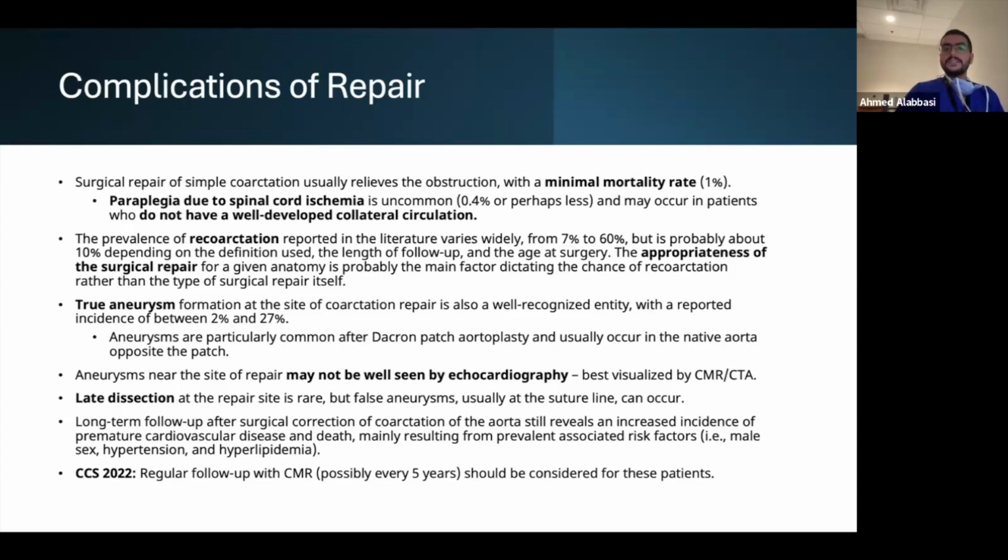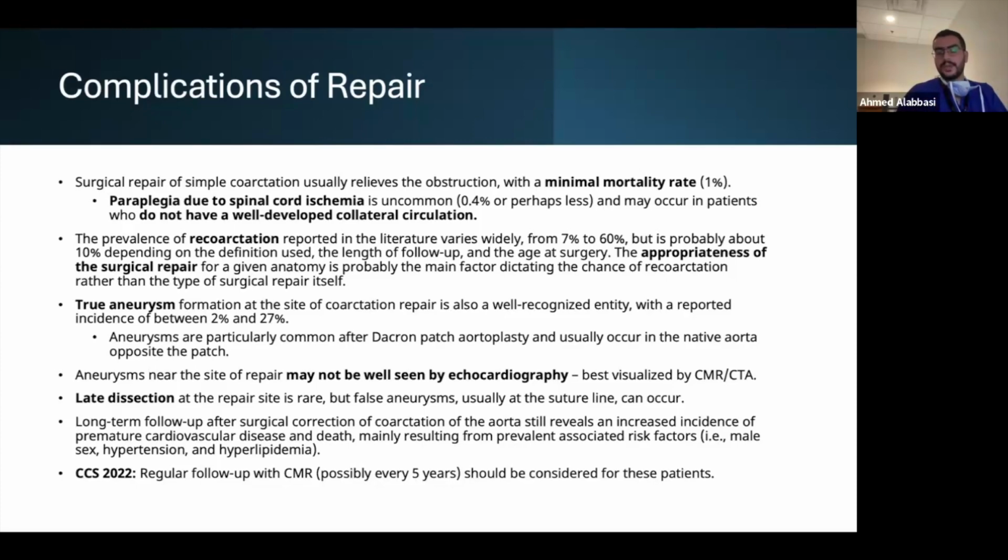There is a relatively high prevalence of recoarctation, and it varies in the literature, anywhere between 7 to 60%, usually around 10%. It depends on the age of surgery and the length of follow-up. Usually the appropriateness of the surgical repair for the anatomy is probably the main factor involved in the chance of recoarctation, as opposed to transcatheter versus surgical.